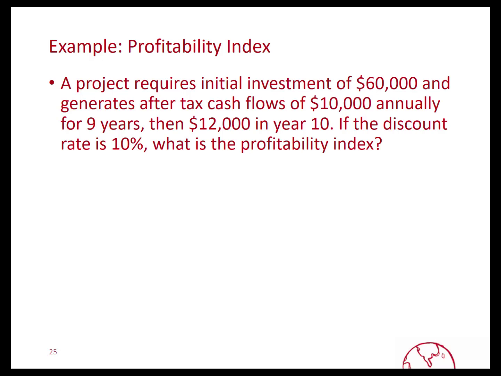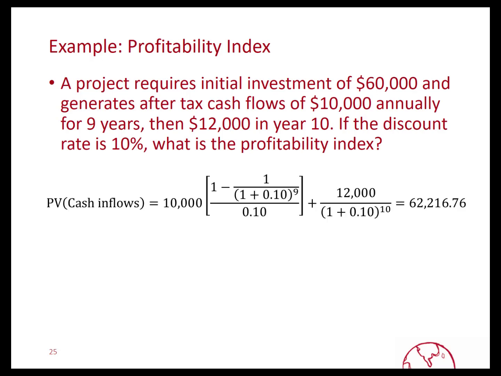Let's assume a project requires an upfront investment of $60,000. It's going to generate after-tax cash flows of $10,000 each year for 9 years, and then in year 10 it's going to generate a cash flow of $12,000. If the discount rate is 10%, calculate the profitability index.